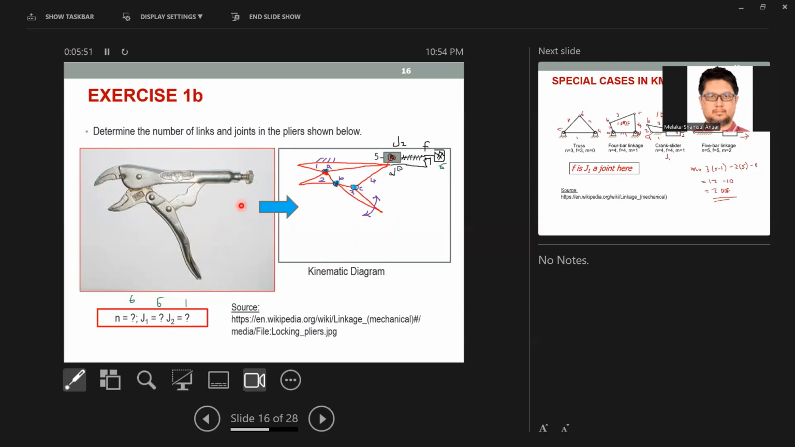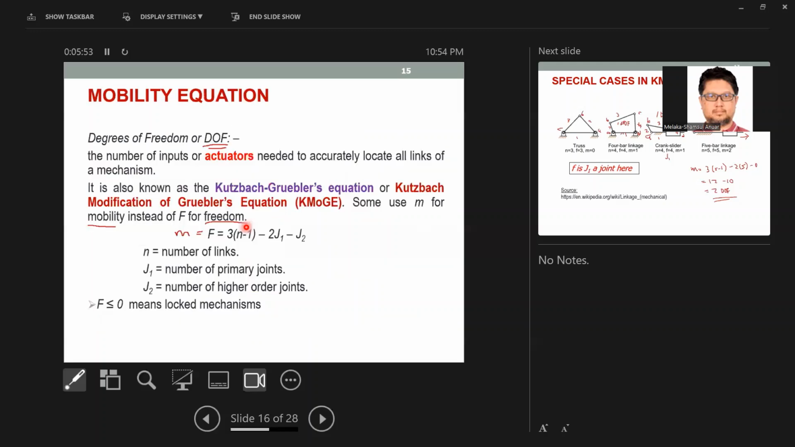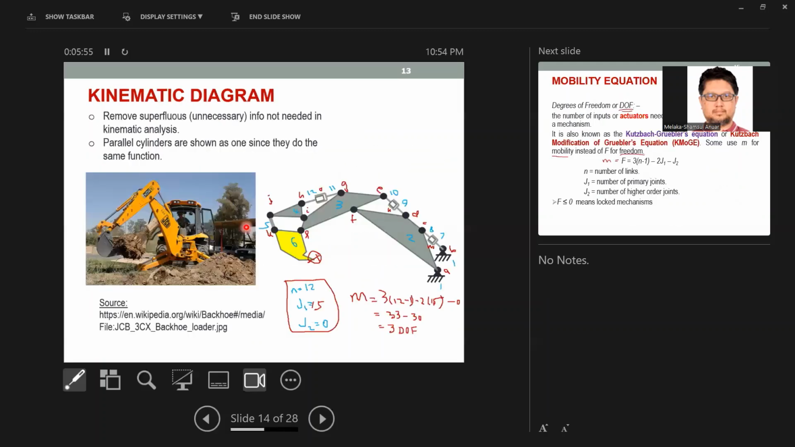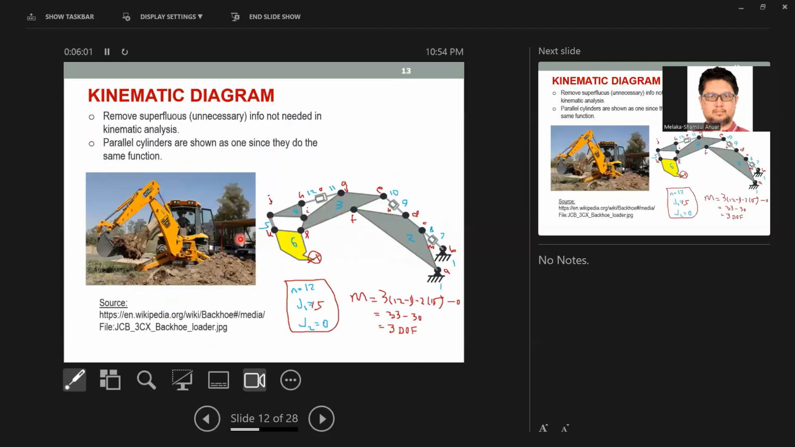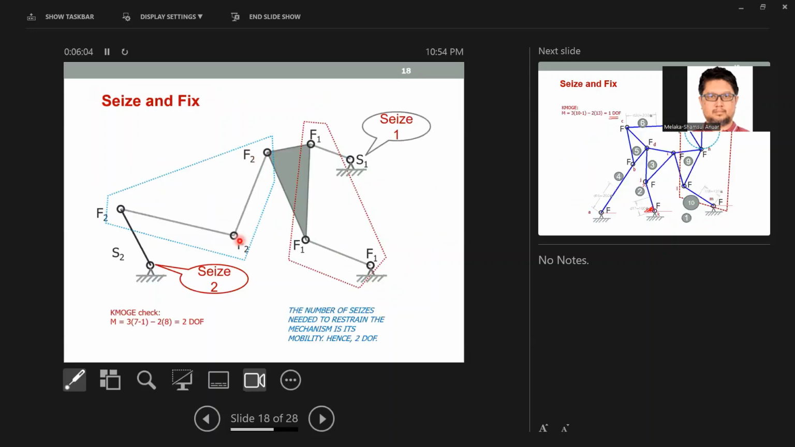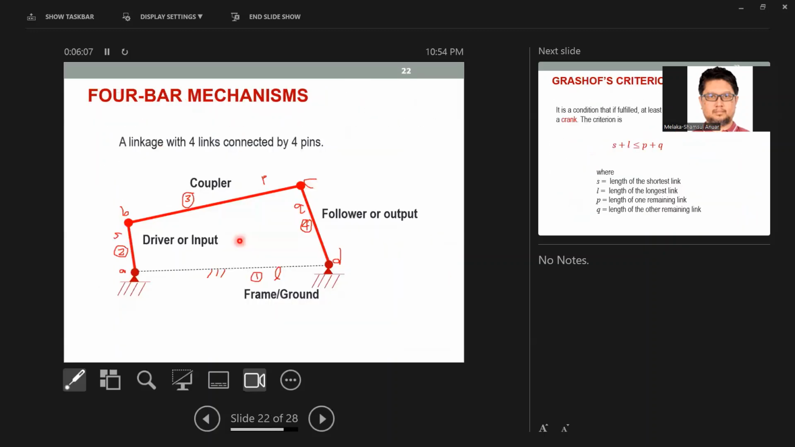All right. So that is the case. Okay, let's move on to the next one. Let's take a look at our 4-bar mechanism. So from the things that we have learned, we have learned Grubler's equation, and now we take a look at the 4-bar mechanism. And like I said, the 4-bar mechanism is the focus of our study.